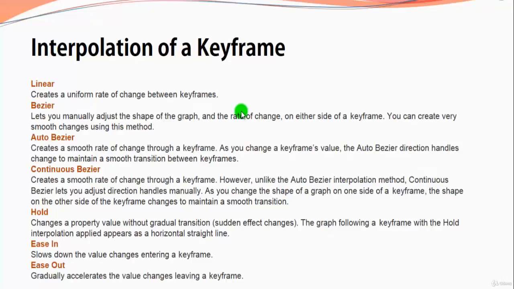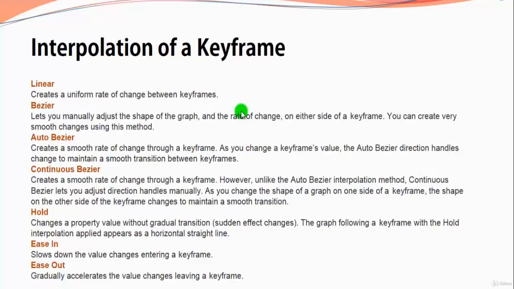Now let us come to continuous bezier. Continuous bezier creates a smooth rate of change through a keyframe, and unlike the auto bezier interpolation method, continuous bezier lets us adjust the direction handles manually. So it is basically a very big advantage where we can manipulate the handles, and we can manipulate even the animation behavior manually. This feature was not there in auto bezier.